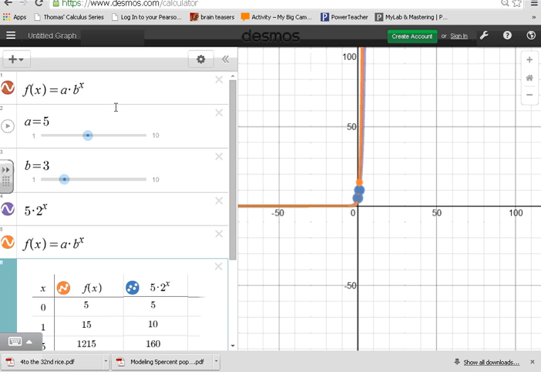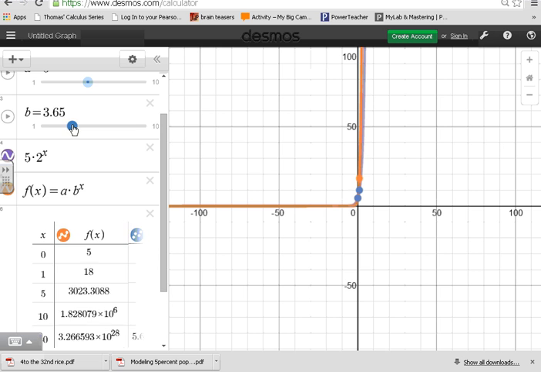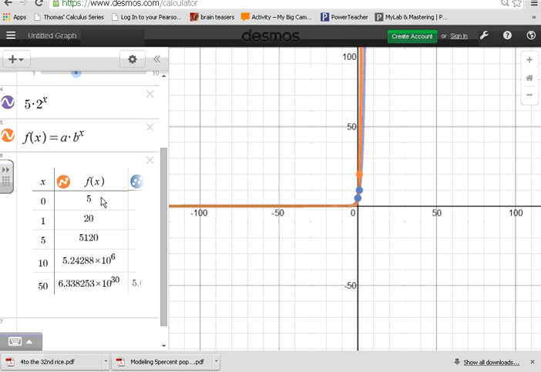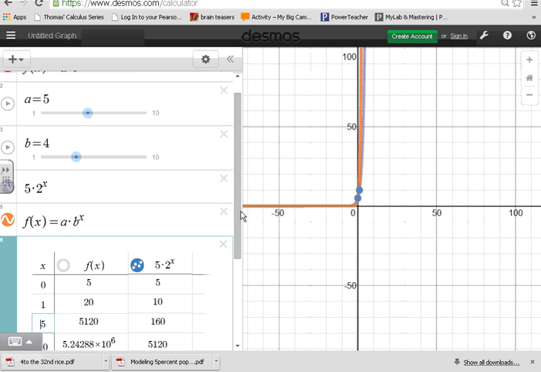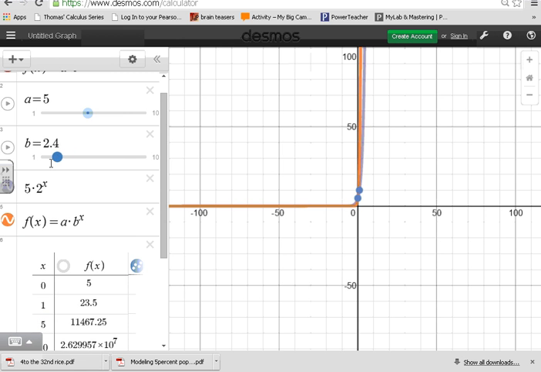And if I change my b value to 4, the difference is even more profound. We're talking about a difference between, oh, there we go. A difference of 10 to the 15th power. So it's way, way, way more dramatic when you change the b value instead of changing the a value.